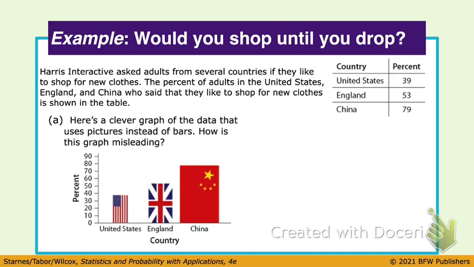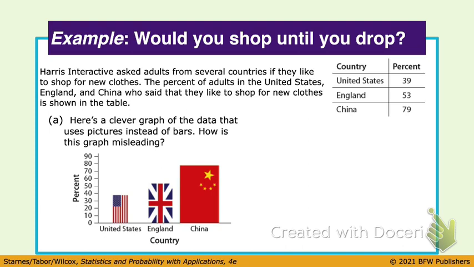Okay? All right, so here's a couple of quick examples. Harris Interactive asked adults from several countries if they like to shop for new clothes. The percent of adults in the United States, England, and China who said that they like to shop for new clothes is shown in the table. Here's a clever graph of the data that uses pictures instead of bars. Why is this misleading? Because China's flag is bigger than the United States flag. China is 80%, England is 55%, but because China's flag is wider, it makes it look way bigger than England. So again, the issue is that whole area principle.